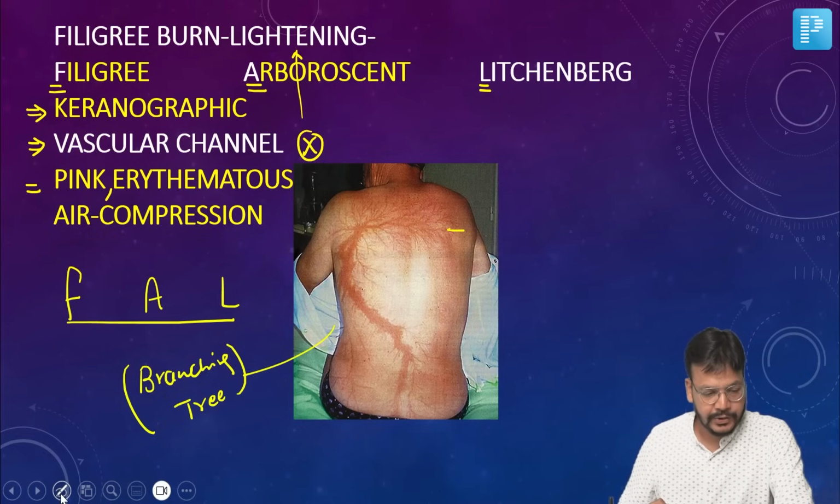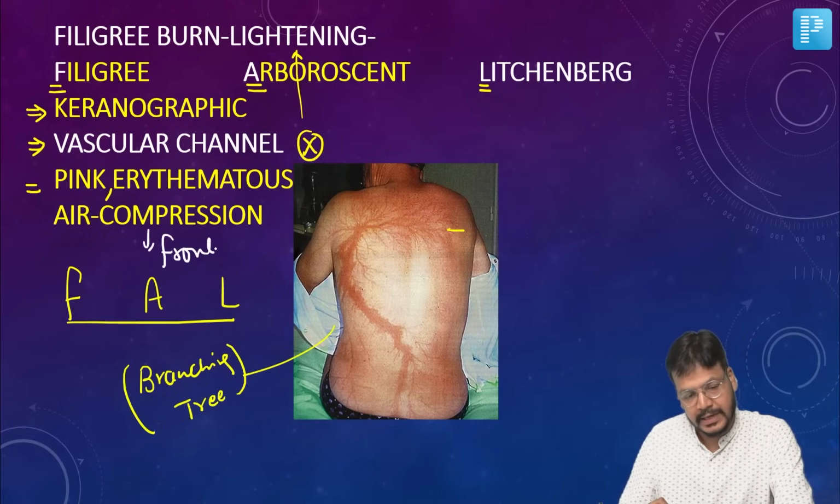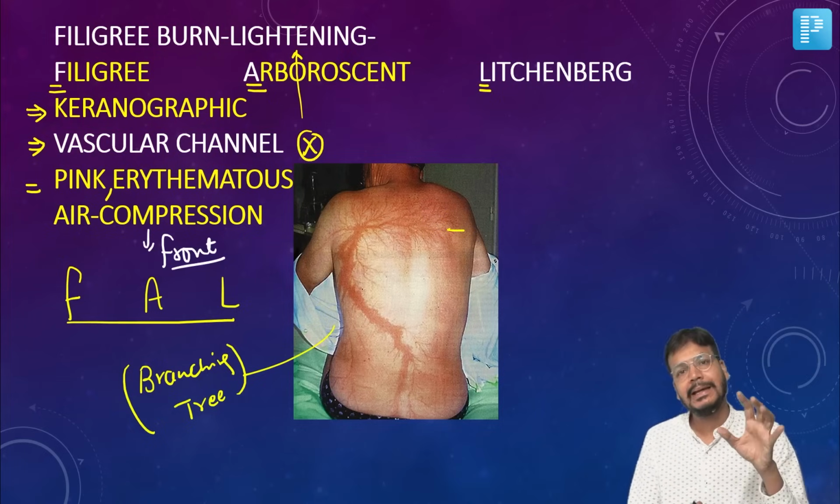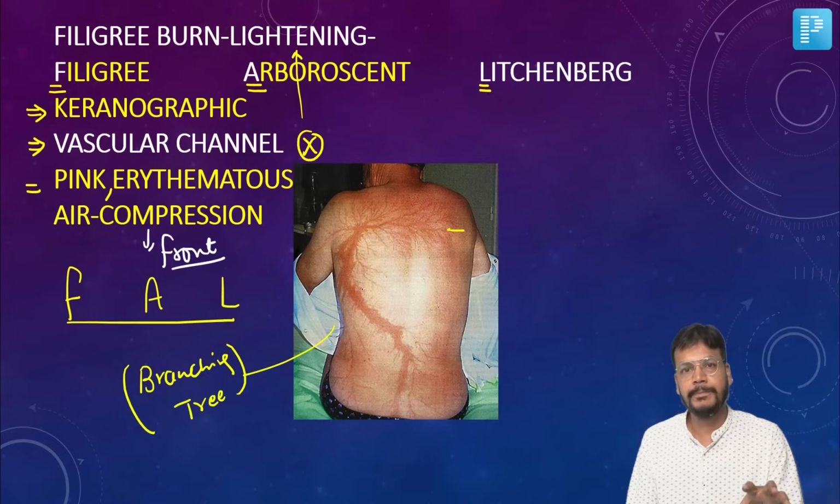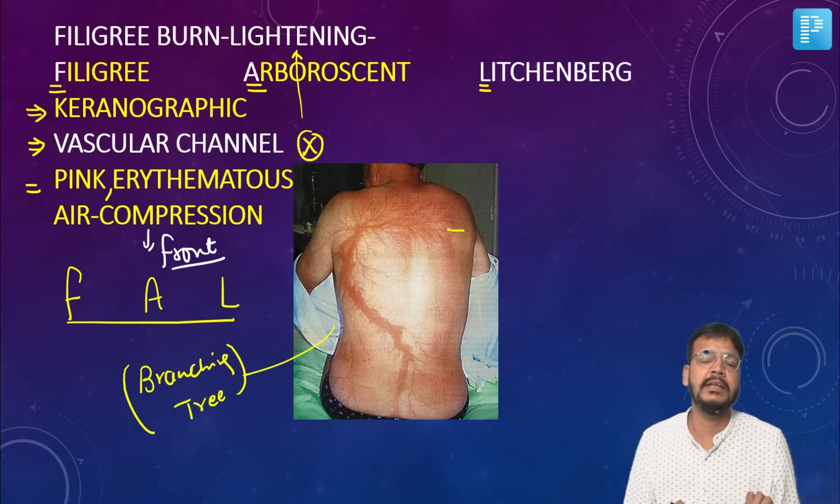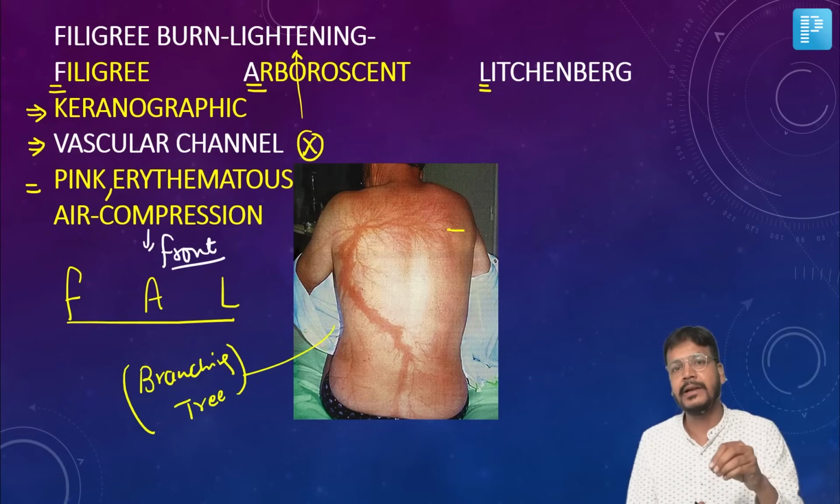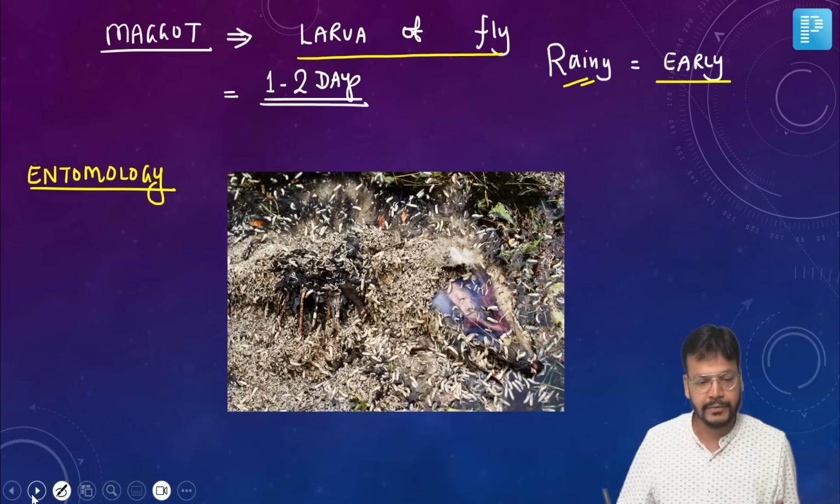Air compression. This question I am putting. Air compression is always in front part of the lightning. And it has to be differentiated from marbling. देखो ध्यान से देखो. Pink होता है, erythematous होता है, branching tree pattern होता है, air compression is always in front. And how would you remember? बिजली आप पे गिरी, FL fall, F filigree, A arborescent, L Lichtenberg, और बिजली की किरण गिरी, keranographic bud. This is a lightning bud. Has to be differentiated from marbling.